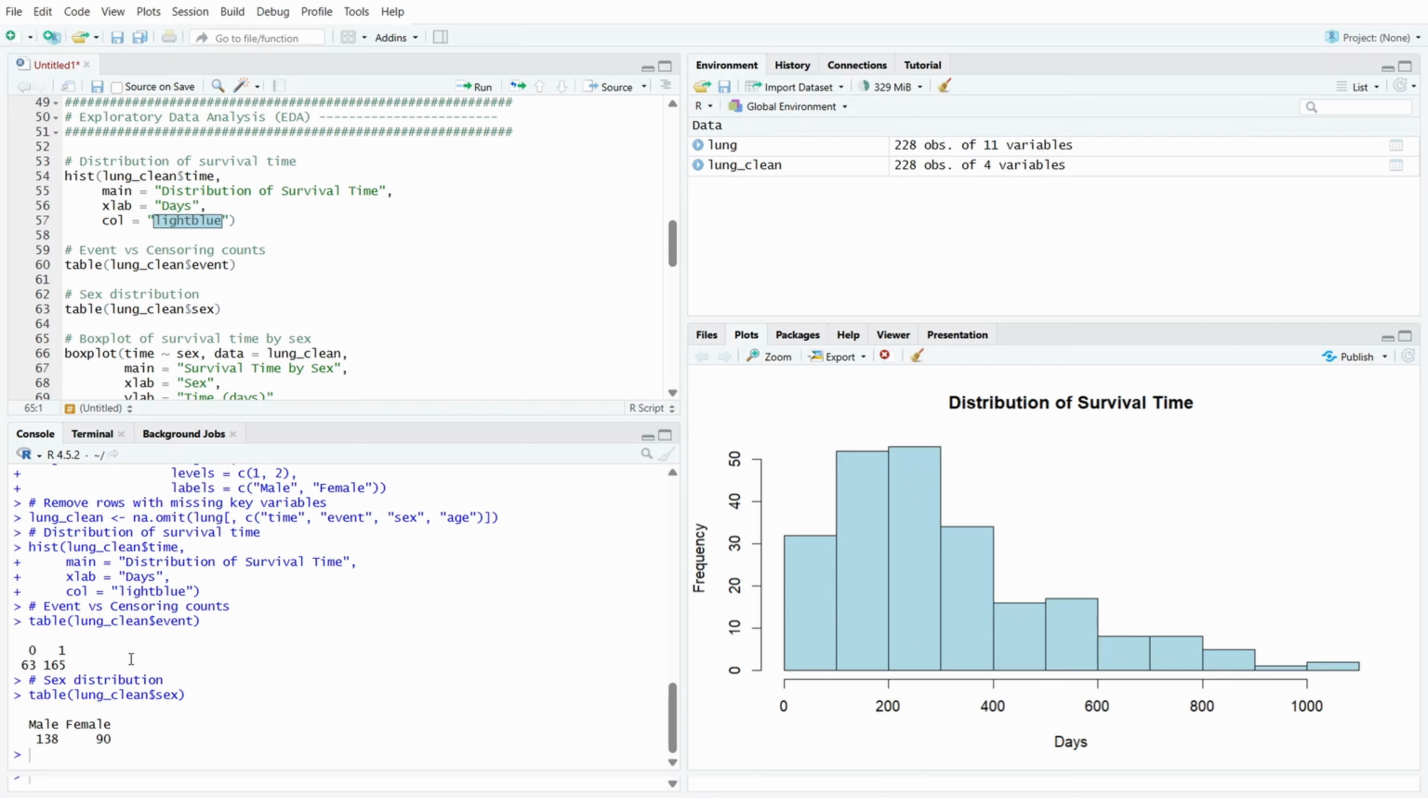This tells us that the majority of observations are actual events rather than censored cases, which is useful because it gives us more information to estimate survival patterns with greater confidence.